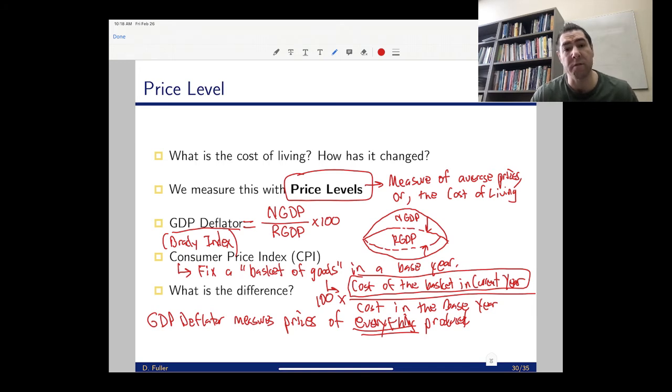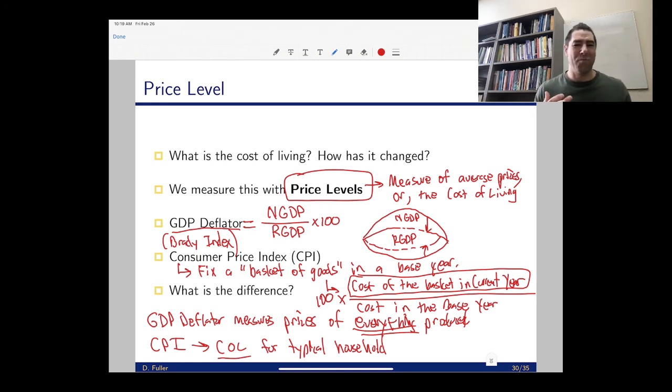So if the price of cement mixers goes up, the GDP deflator is going to go up. And so while that helps me understand how prices in general in our economy have changed, it might not necessarily tell me specifically about my cost of living. That's where the Consumer Price Index comes in. So the Consumer Price Index, the CPI, focuses more specifically on the cost of living for a typical household. And that's the main difference.